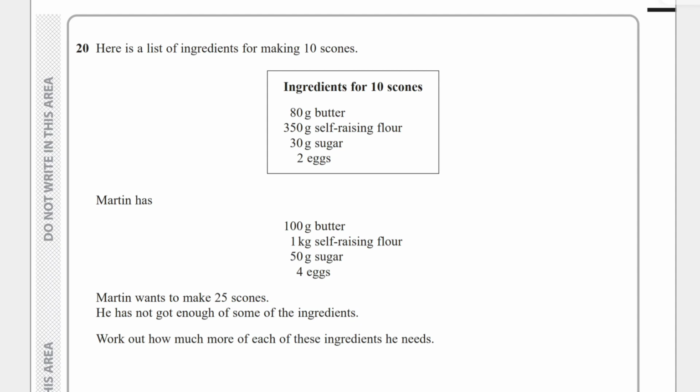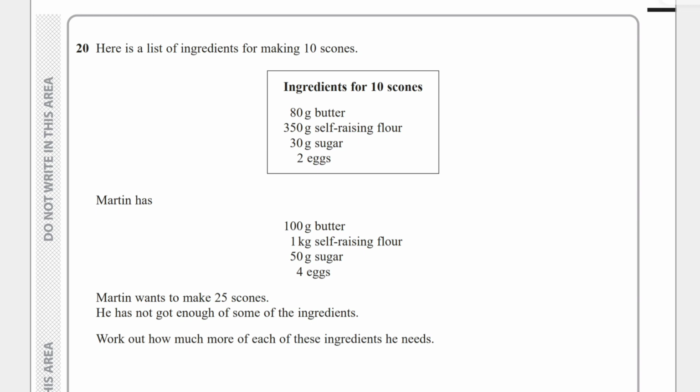Question 20. Here's a list of ingredients for making 10 scones. We have 80 grams of butter, 350 grams of self-raising flour, 30 grams of sugar, and 2 eggs. These are the ingredients for making 10 scones. So Martin has 100 grams of butter, 1 kilogram self-raising flour, 50 grams of sugar, and 4 eggs. And Martin wants to make 25 scones. He has not got enough of some of the ingredients. Work out how much more of each of these ingredients he needs.